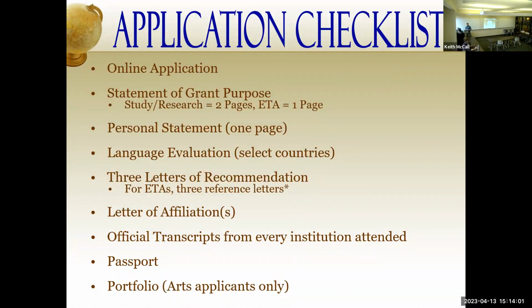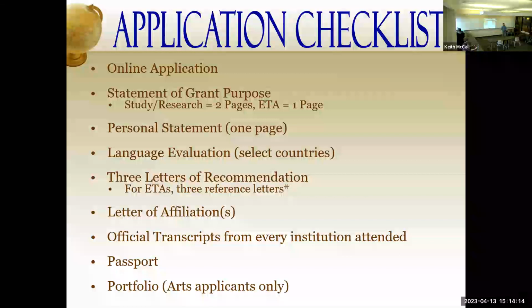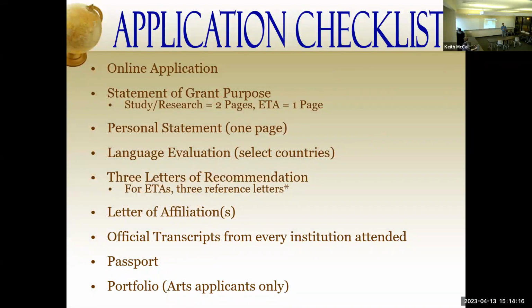Yeah, Catherine. So I'm pretty sure that is correct. As an ETA, you do not need an affiliation because you are basically being placed through the host countries. They'll place you wherever they need you, and that's your affiliation. So you're not expected to independently get in touch with a primary school where you would be teaching English and have them write you a letter of affiliation, because all the ETA placements are handled through the host country.